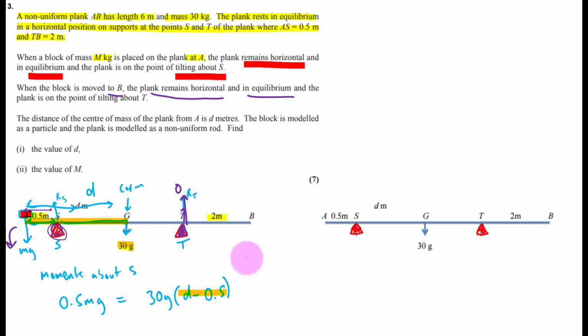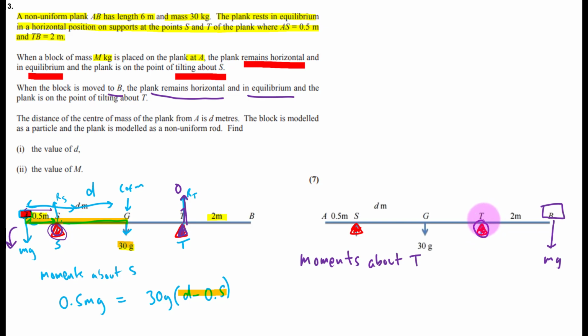Now this is actually a fairly tricky question, because you have to take two sets of moments. Now this is part B, moments about T now, and I'll tell you why. About T. Because a block is going to be moved to B, MG here. And it's a point of tilting about T.